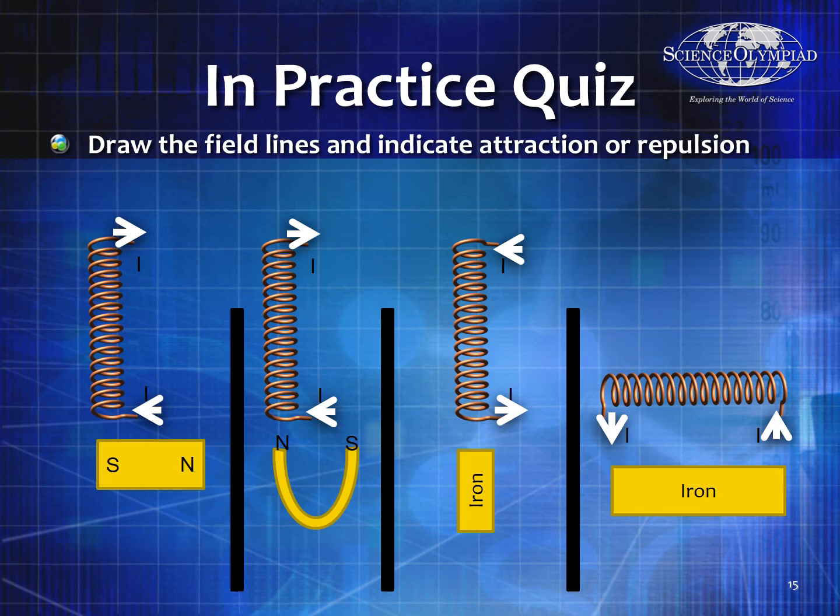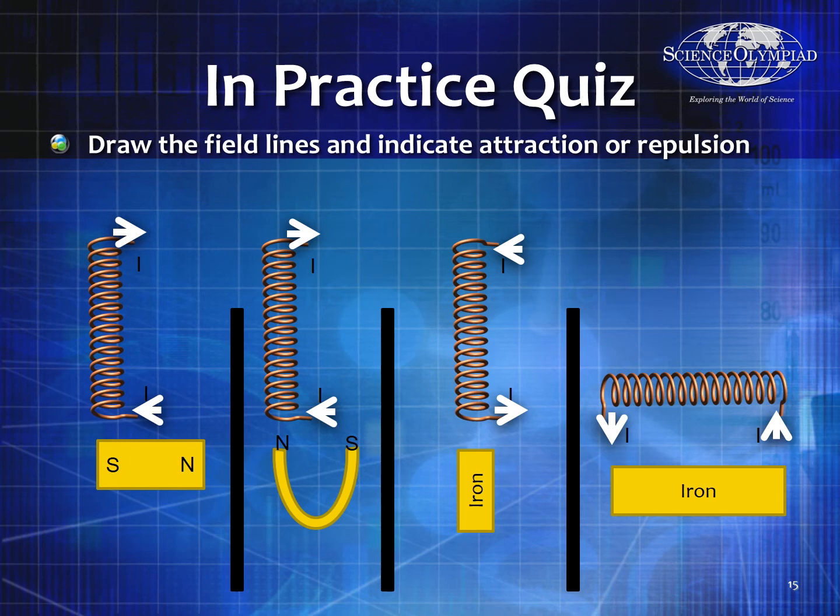Now, since it's iron, it's going to induce the iron to turn into a magnet. What will end up happening is that the north pole is closest to the iron, so it will induce a south pole in the iron at the very top, and they will be attracted. And at the bottom of the iron, a north pole will be induced, and they will be attracted.